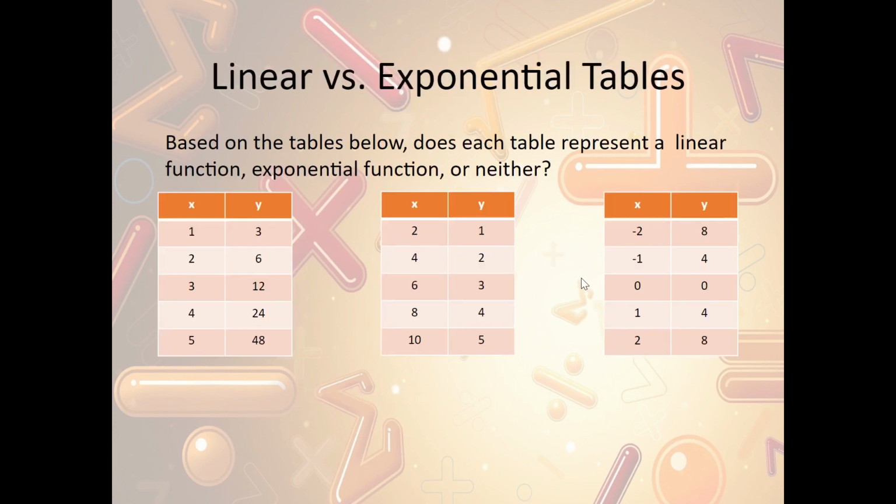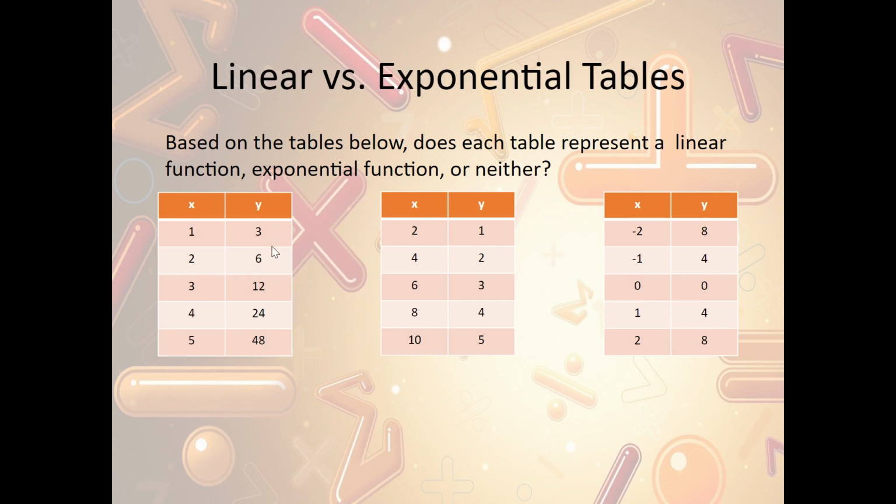So how can we compare these? The question says, based on the table below, does each table represent a linear function, exponential function, or neither? Well, if we look at this one, we have 1, 2, 3, 4, 5. So this one's consistent and going up by 1. So it could be either linear or exponential at this point. Then we have 3, 6, 12, 24, 48. Well, 3 plus 3 is 6. 6 plus 3 is not 12, so it's not linear.